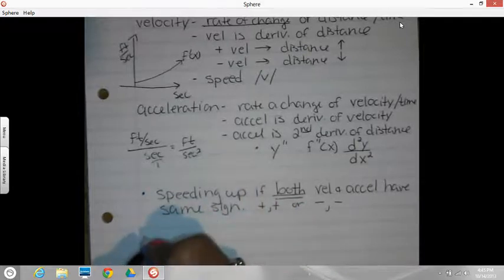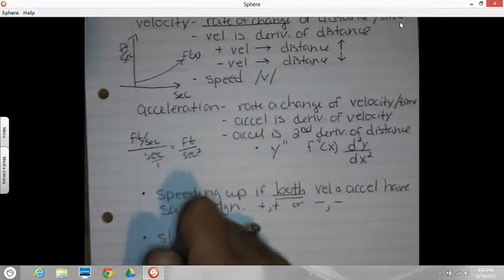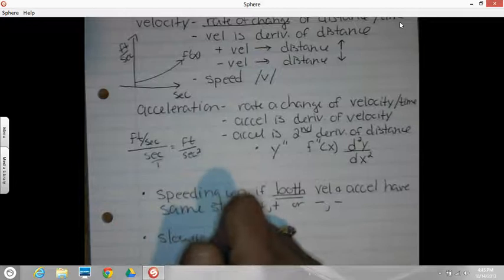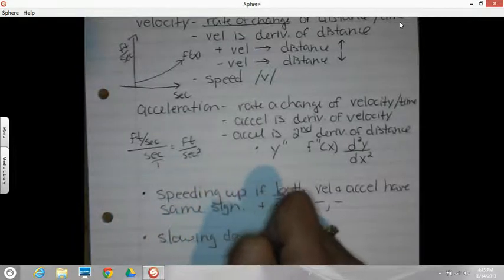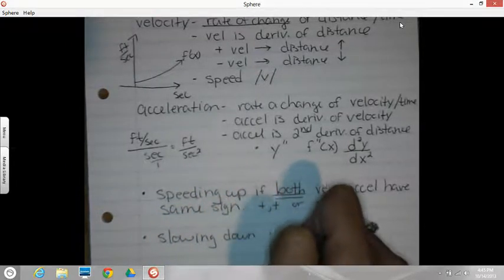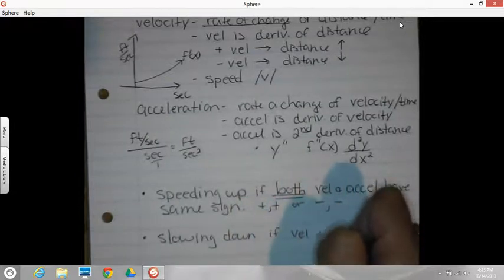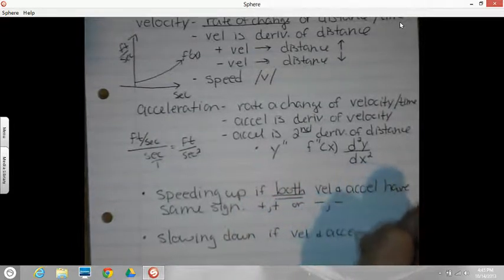So then, to tell if it's slowing down, if velocity and acceleration have opposite signs.